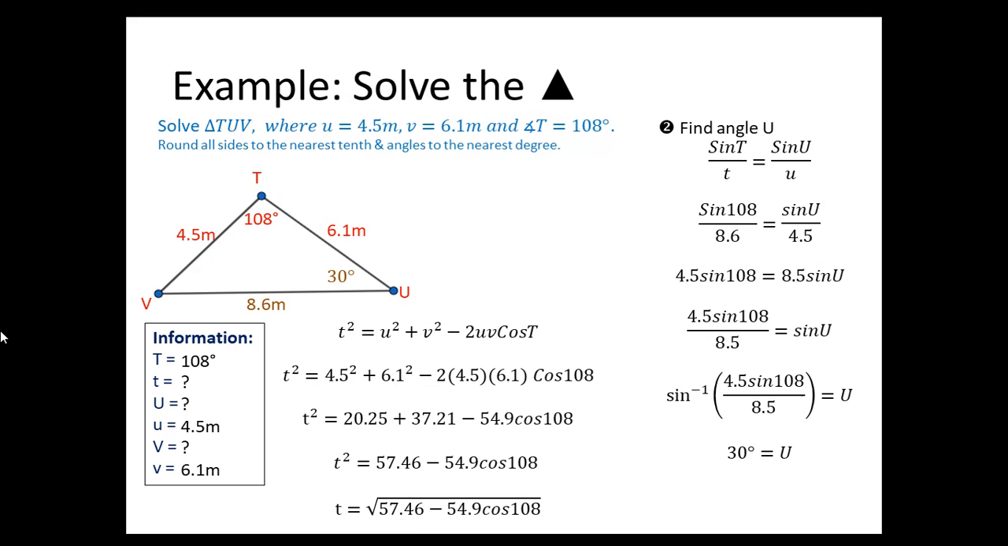Now finally, angle V, we could do sine law again, but it would be easier just to subtract the angles T and U from 180. So we have V is equal to 180 minus 108 minus 30 degrees, and that gives us 42 degrees.